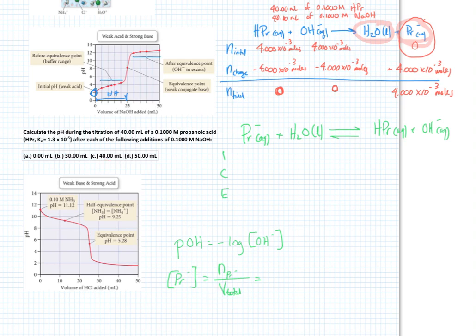So I'm going to need to consider the number of moles, which we found above, 4 times 10 to the minus 3 moles PR minus, divided by 0.0800 liters. It's 80 milliliters. I'm calculating this in my head. And so that's 0.0500 molar. That's the concentration of my solution. So that is going to be my initial concentration.